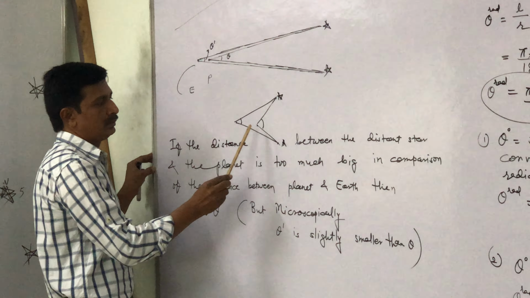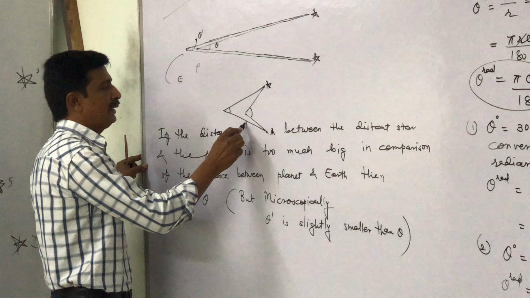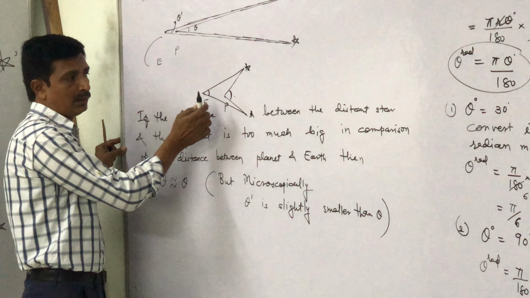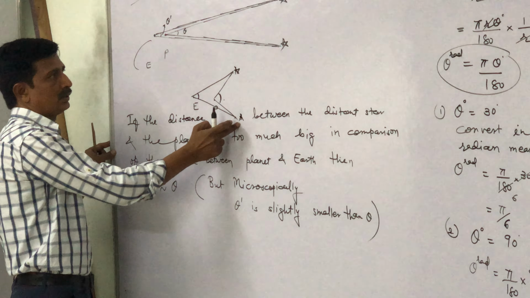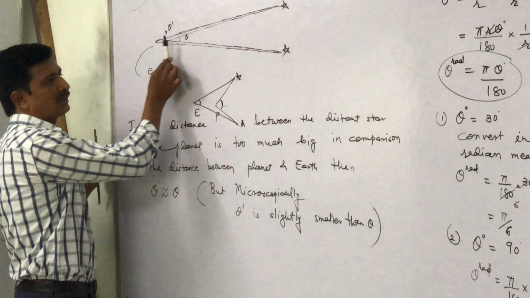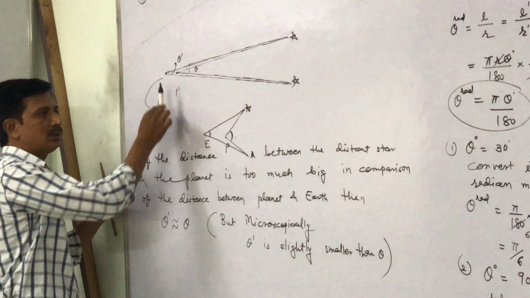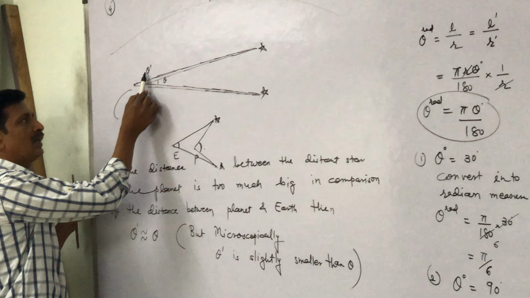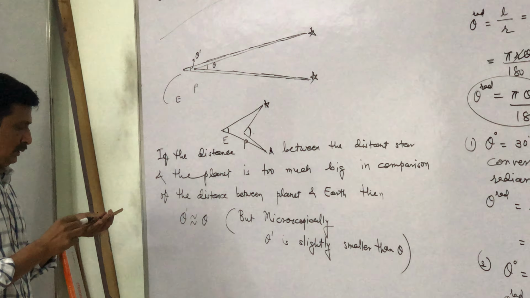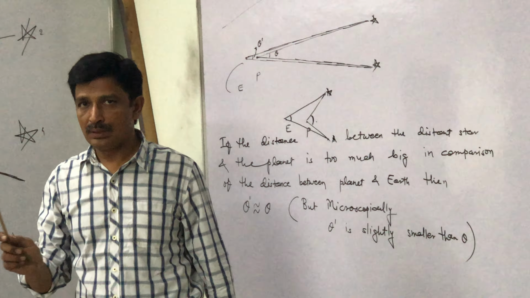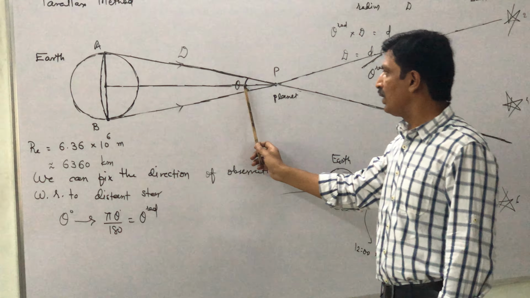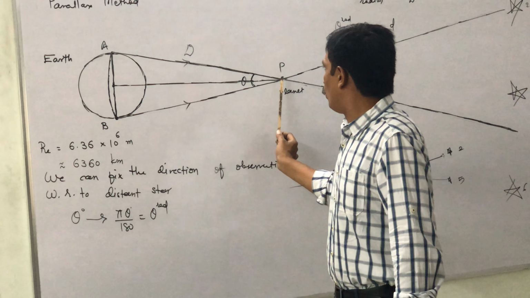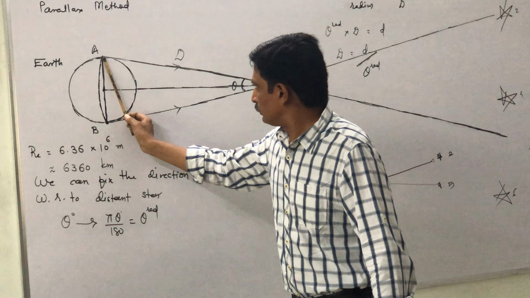See this figure, suppose this one is the planet and this one is Earth, then the error is greater because the star is very close. But if the distance between the faraway stars and the planet or Earth is very big in comparison to this distance, then these two angles are almost equal. Now see here, we have this angle after neglecting the error. We want to measure this distance.